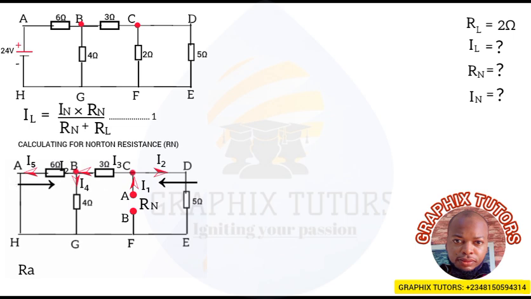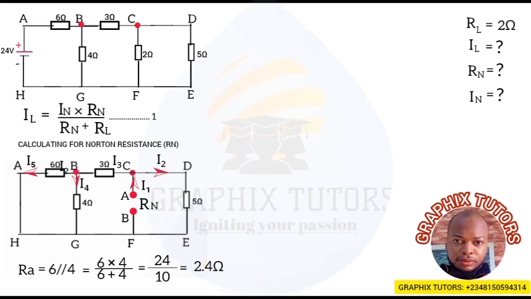So at the left hand side, we're coming from the back here. The 6 ohm is parallel to what? The 4 ohm. So that is what my R A is, which means 6 times 4 over 6 plus 4. You multiply the two at the numerator and you add both of them at the denominator. So 6 times 4 is 24, then 6 plus 4 is 10. So 24 over 10 will give us 2.4 ohms. So my R A is 2.4 ohms.